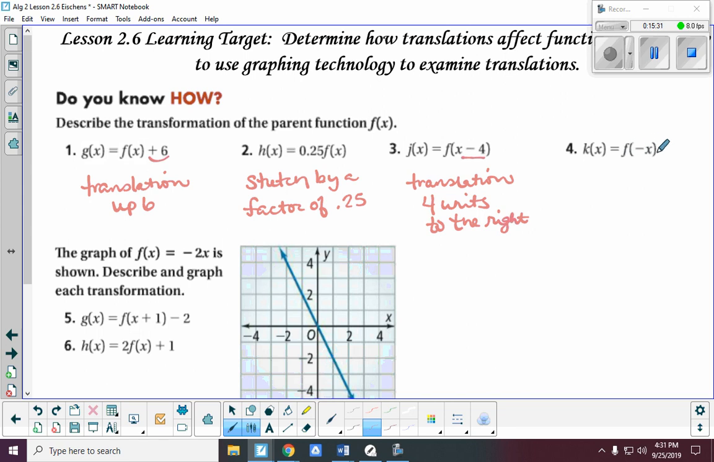And here, the x's, you are negating the x's. So here you have positive x, over here you have negative x. So you are flipping it over the y-axis, and our fancy word for that is a reflection over the y-axis.